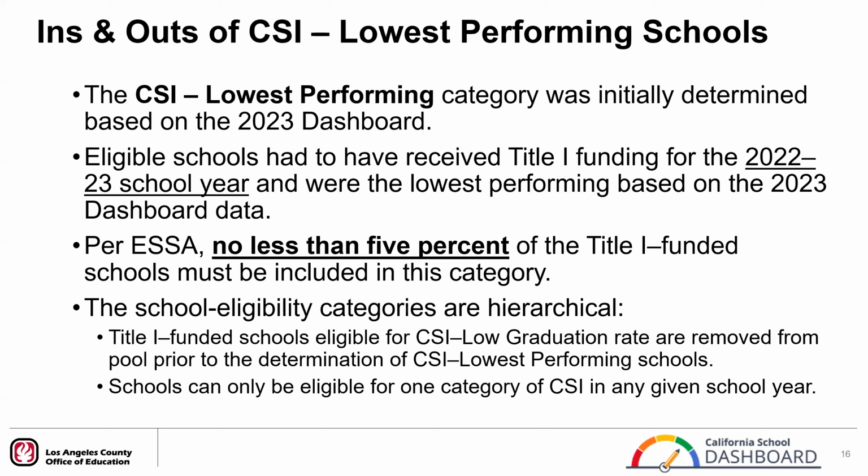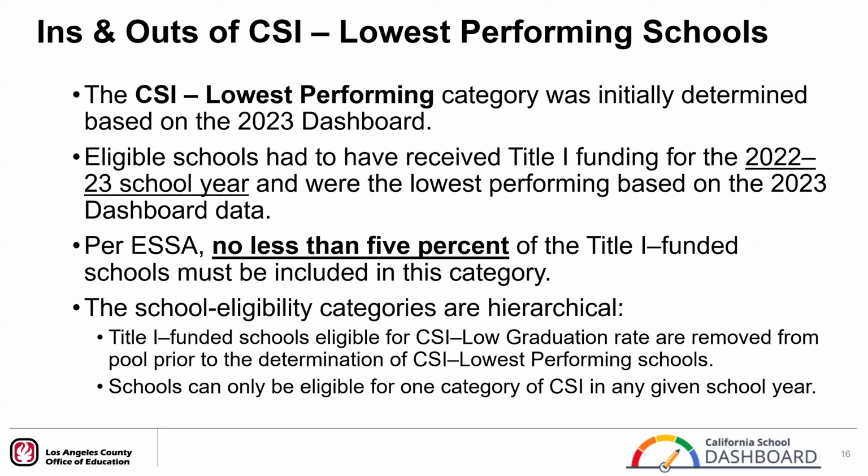Like I mentioned earlier, this was originally identified based on the 2023 dashboard. That list will be maintained for 3 years, although you can exit it. To be eligible, a school had to have received Title I funding as of the 2022-23 school year, which was when it was initially determined. That was the year that was applied. And you had to be in the lowest performing minimum of 5%, according to the state.